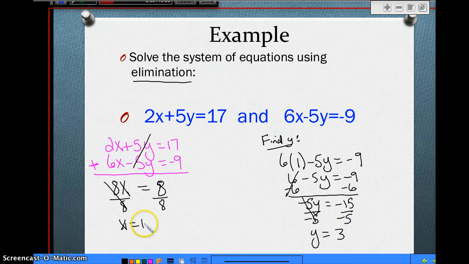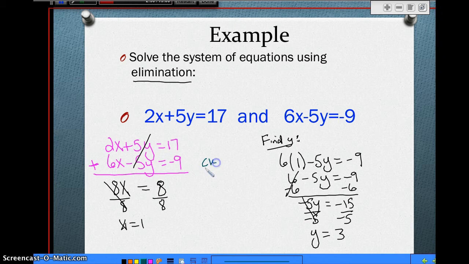Notice that the answer comes out to nice even numbers of 1, 3. The point 1 comma 3. So if I was to actually graph these two, which I don't have to and I'm not going to, we would notice that the two lines would actually intersect at the point 1 comma 3, which would not be hard to figure out graphically. But if the answers ever come out to actual decimals or fractions, then graphically would have been a bad choice. Let's go ahead and do our checks.